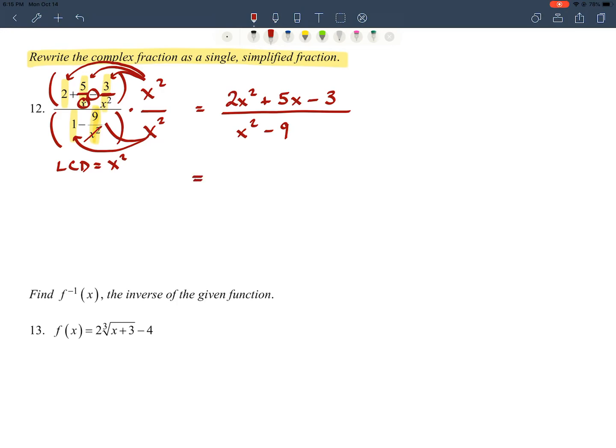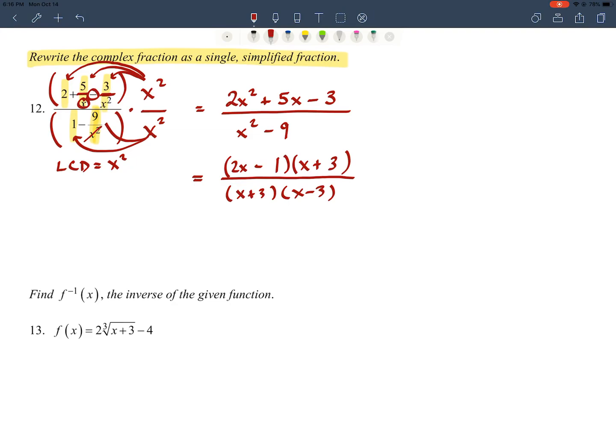If we look at 2x squared plus 5x minus 3 and x squared minus 9, we want to try to factor each of those polynomials. The bottom's easy. We've got x plus 3 times x minus 3, a difference of squares. On the top, it looks like, let's see, when we factor it there, we're going to have a 2x and an x. And then we're going to have a 3 and a 1. So it'd be a positive 3 there and a negative 1 there.